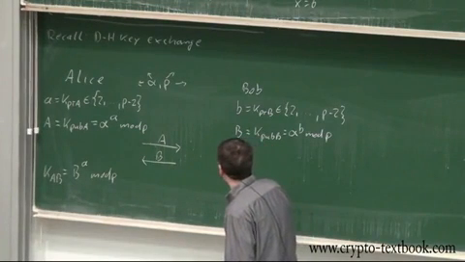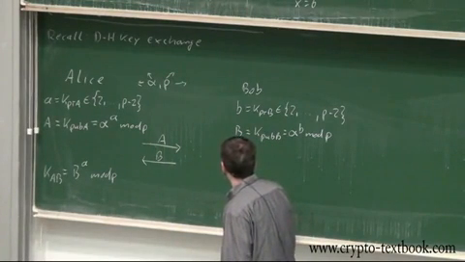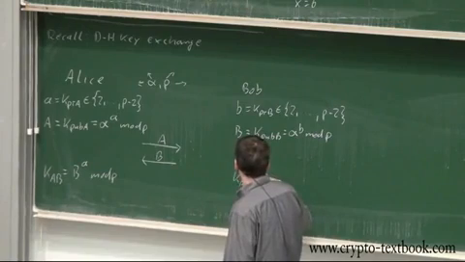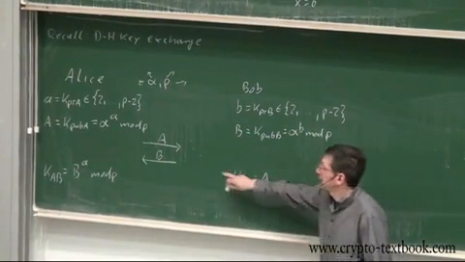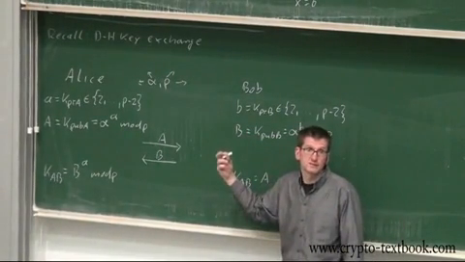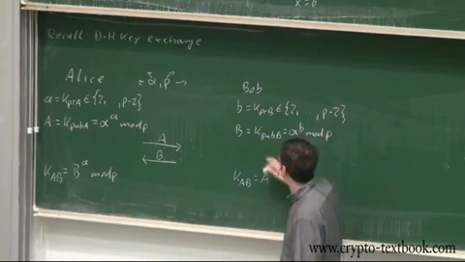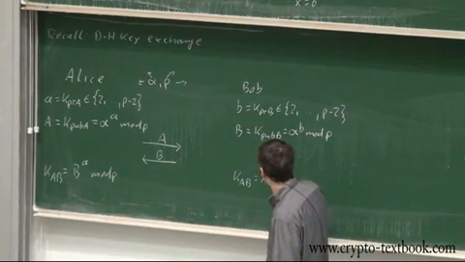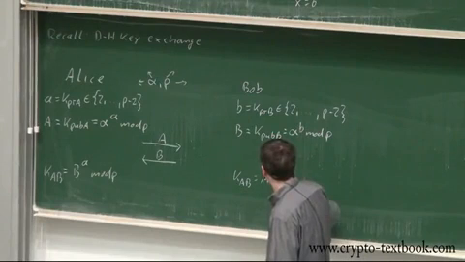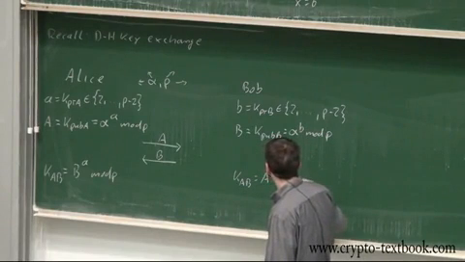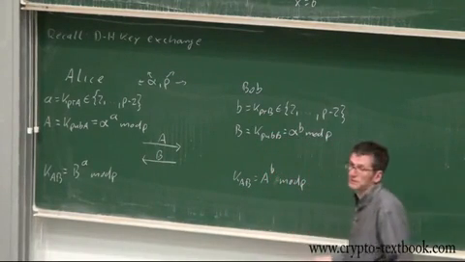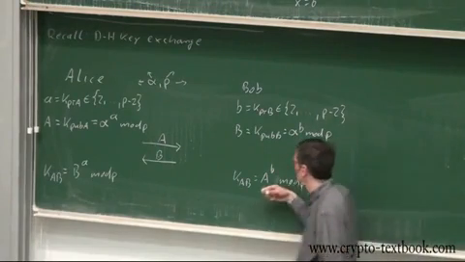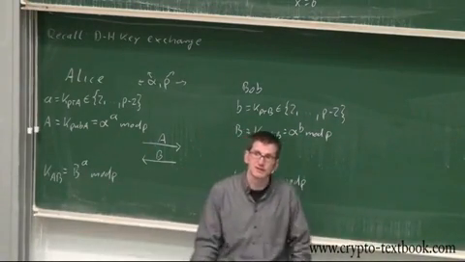Bob, and this is a surprising thing, takes the public key he's getting from Alice and raises it to his secret power, b here, modulo P. And the surprising thing is Alice and Bob compute the same secret.